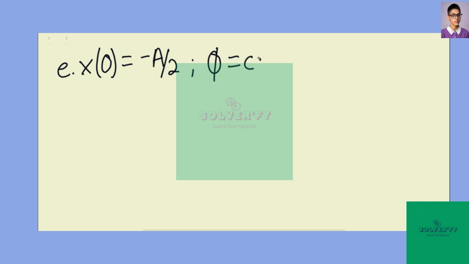For part E, the initial position is now negative A over 2, which means that phi will be equal to arc cosine of -1 over 2, or we can say plus or minus 2 pi over 3.